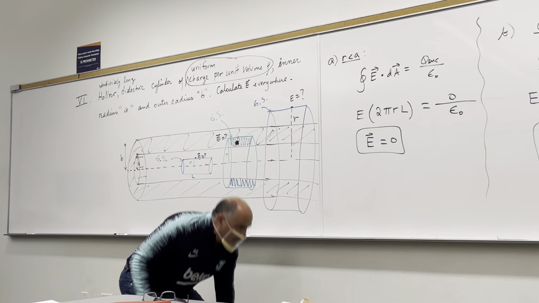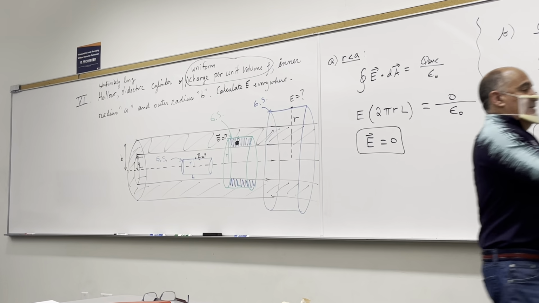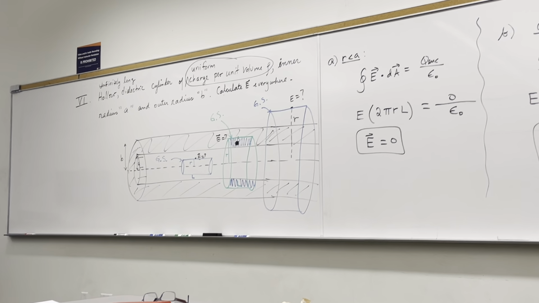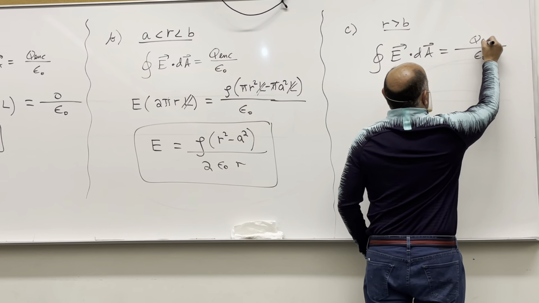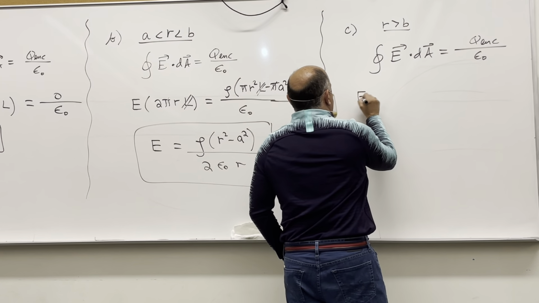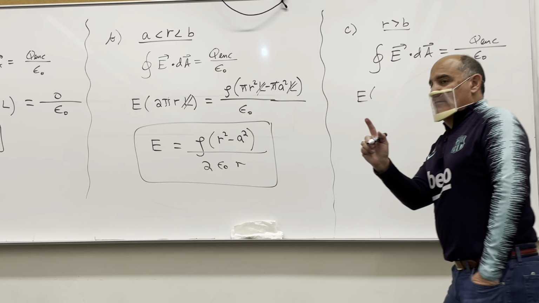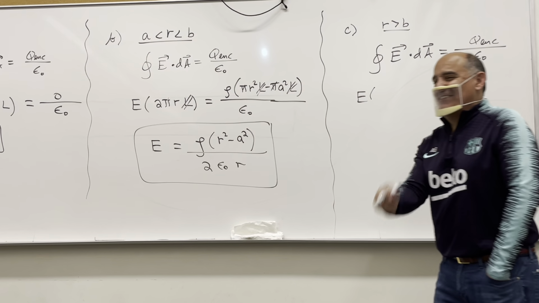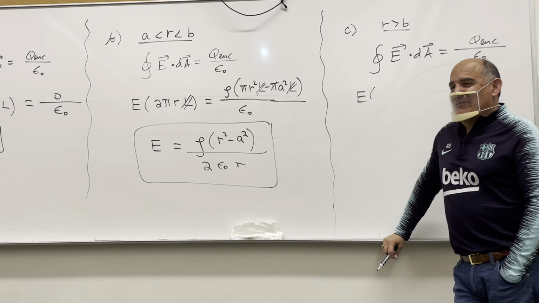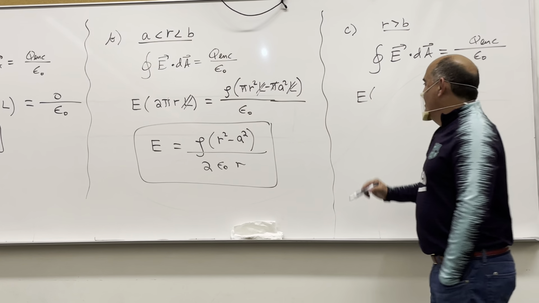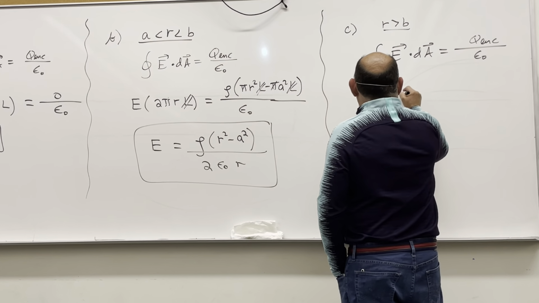And so I want the integral of E dot dA equals Q enclosed over epsilon naught, right? So this is E times... let the other students tell me what I should be writing down. 2 pi r L. 2 pi r L, good.